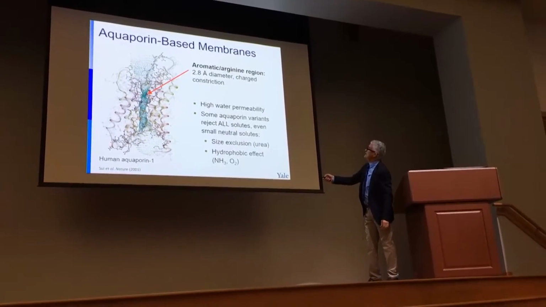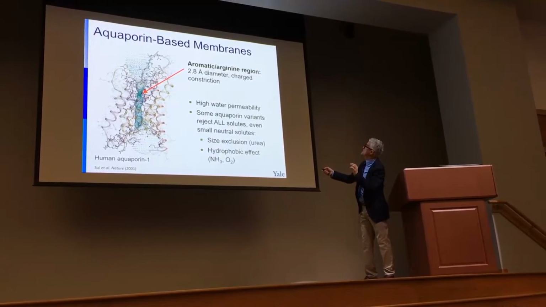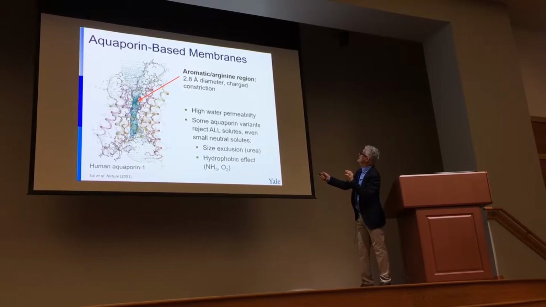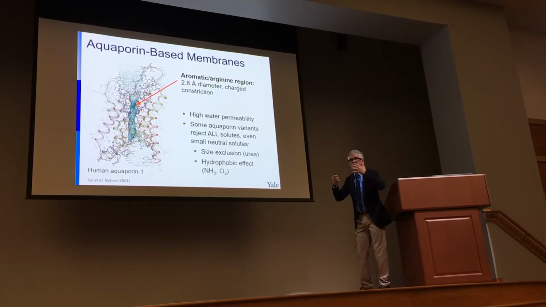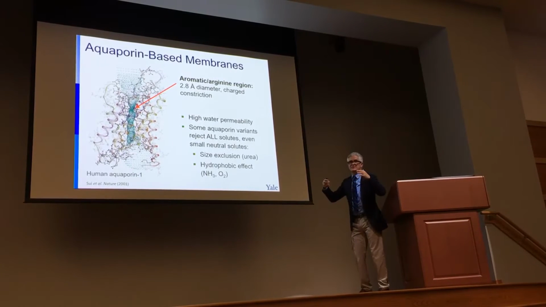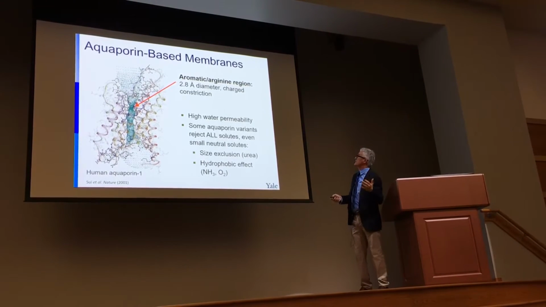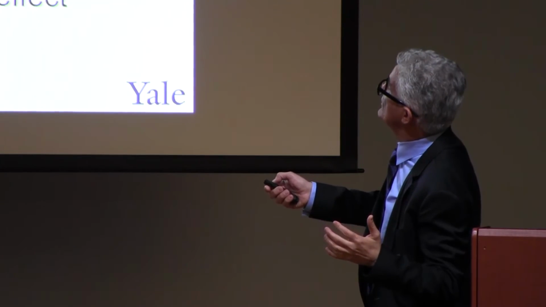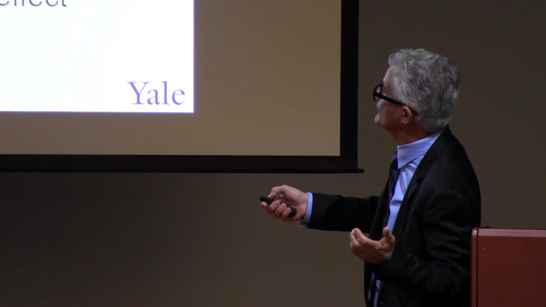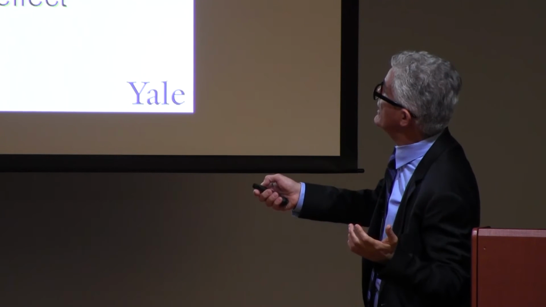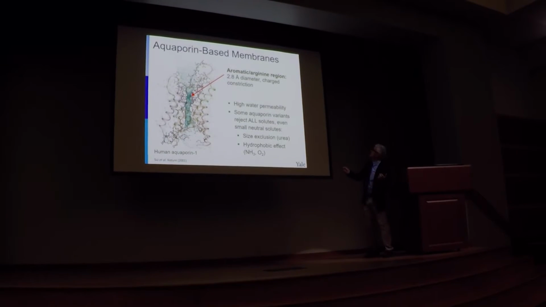And again, it's a unique structure. You have a region here with only 2.8 Å in diameter. There are a lot of proteins there, functional groups that can cause some interactions. And eventually they let some aquaporin, like aquaporin human one and also one that you can get from bacteria, let only water go through. So it has relatively high water permeability.